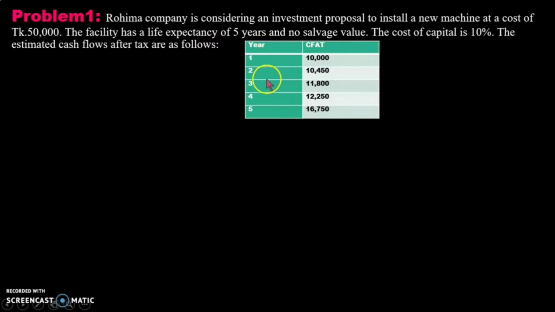Year 1, 2, 3, 4 and 5, CFAT, that means cash flow after tax: first year 10,000, second year 10,450, third year 11,800, fourth year 12,250, fifth year 16,750.